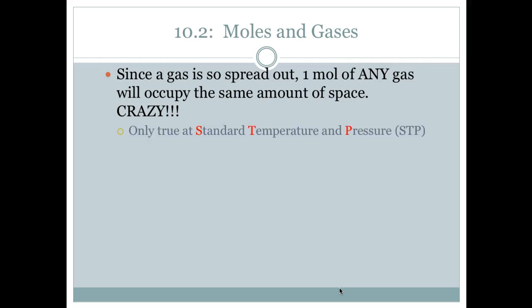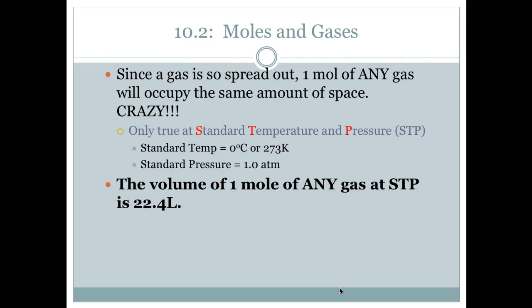What you need to know is that at standard temperature and pressure, which is often referred to as STP, 1 mole of any gas occupies the exact same volume. Standard temperature is 0 Celsius or 273 Kelvin. Standard pressure is 1 atmosphere. At these conditions, the volume of 1 mole of any gas will be equal to 22.4 liters. This actually makes doing the math here really simple because we know that 1 mole is equal to 22.4 liters regardless of what gas we're dealing with.